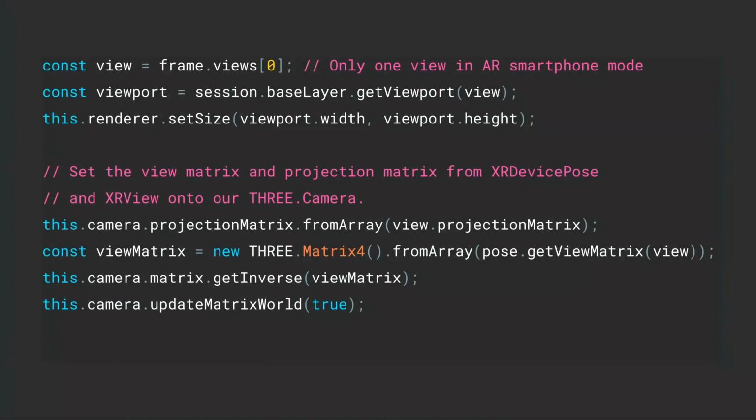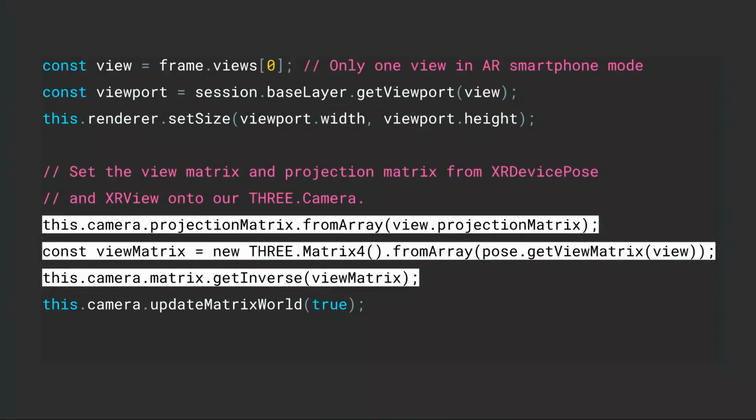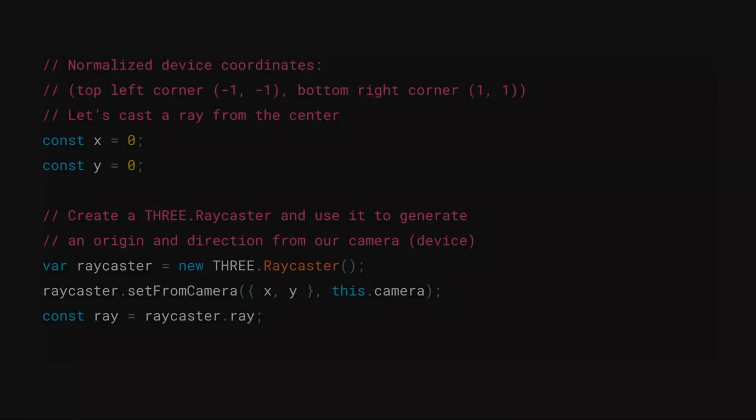A key part of this example is that we're going to be using our three.js camera for a couple of things. One is obviously for rendering, and what we're going to do is update it with the view and projection matrix from the XR device pose. This ensures that the camera is aligned with our augmented reality device pose and is using the correct frame of reference. So it's important for rendering, but we're going to use it for something else as well.